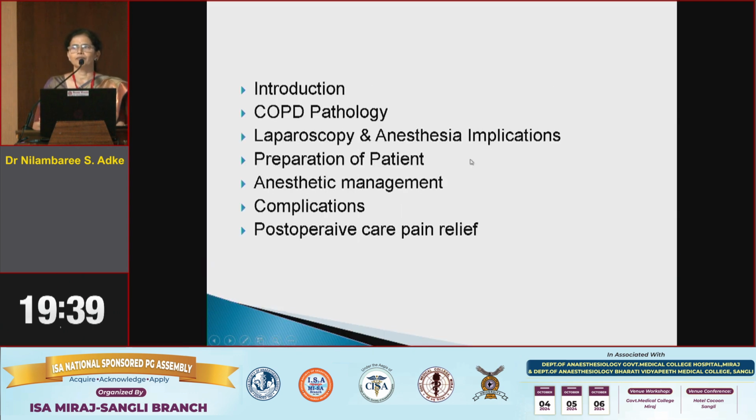So I would like to discuss this topic in the following titles. First, we will see how the COPD pathology is, what the laparoscopy and anesthesia implications are, how the patient is prepared for a laparoscopic cholecystectomy, then the anesthetic management, the complications we face perioperatively, and the post-operative course.